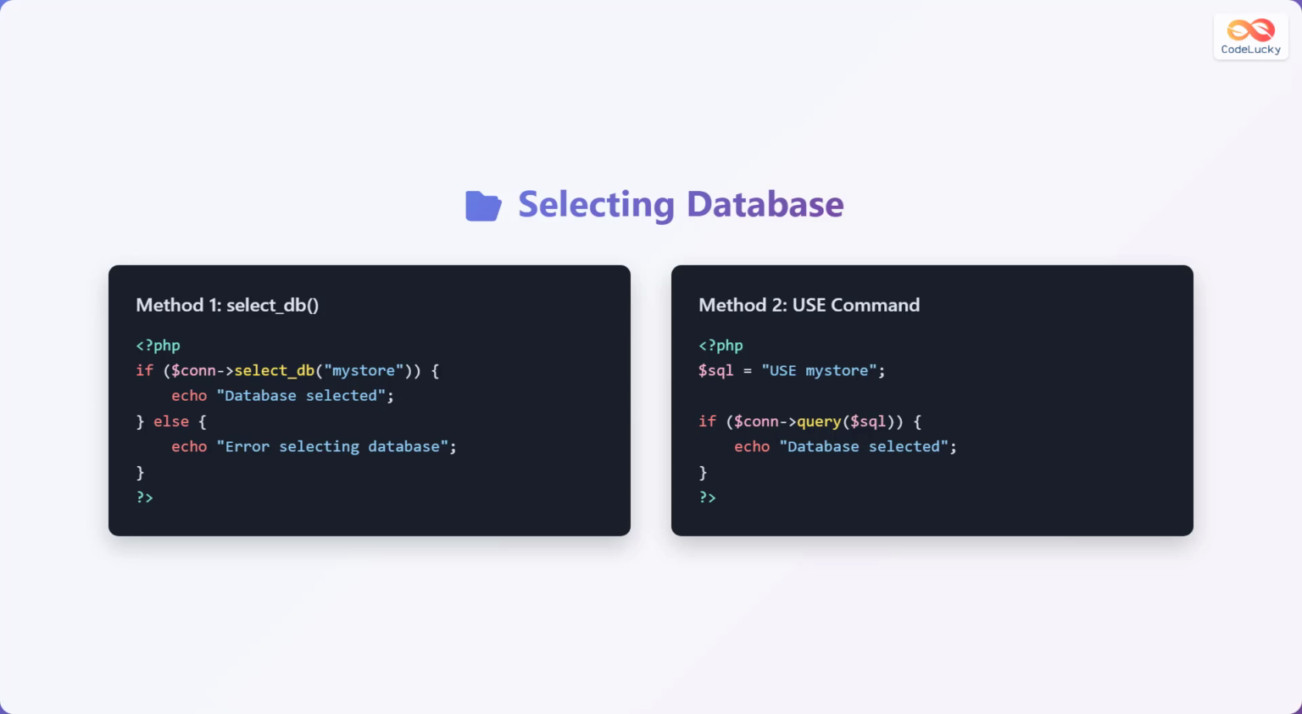Once you've created a database, you need to select it so you can work with its tables and data. There are two common methods to select a database using PHP and MySQL. The first method uses the select_db function. You pass the database name, in this case MyStore, as an argument. If the selection is successful, it will output database selected. Otherwise, it will show an error message.